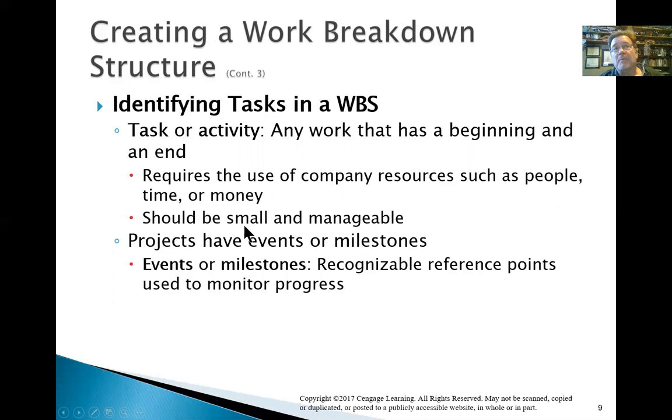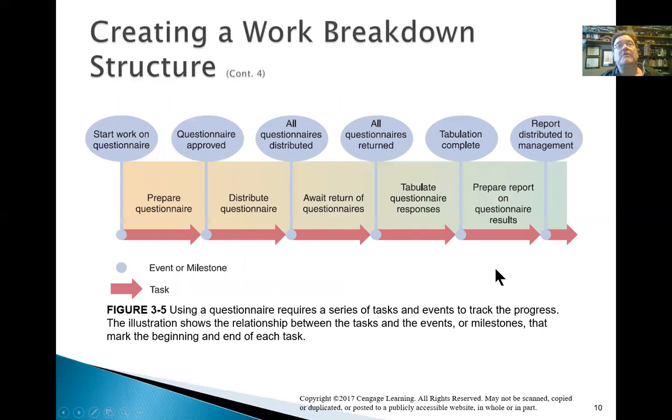And then projects also have milestones. It's basically some kind of event that can serve as a reference point. So in the case of my daughter's room, when all the clothes are off the floor and in a bin, that would have been a milestone. If the bookshelf was all packed up, that would be a milestone. So here's a slightly more corporate view. In the beginning of the project, we start on the questionnaire. The task itself is preparing the questionnaire, and then the milestone is that it's been approved. Not every task, by the way, starts and ends with a milestone, but this one they've kind of beaten that idea to death.